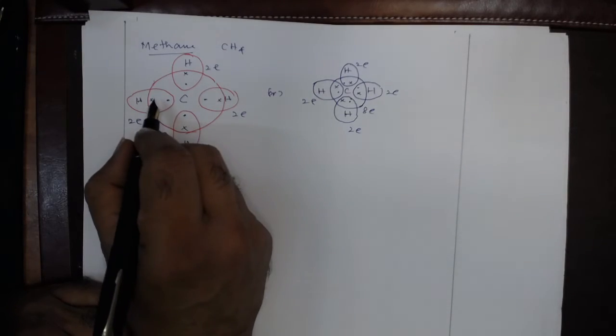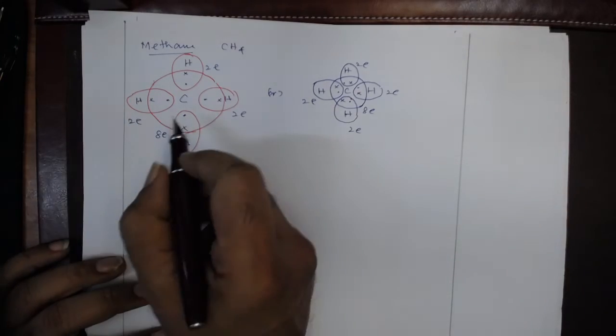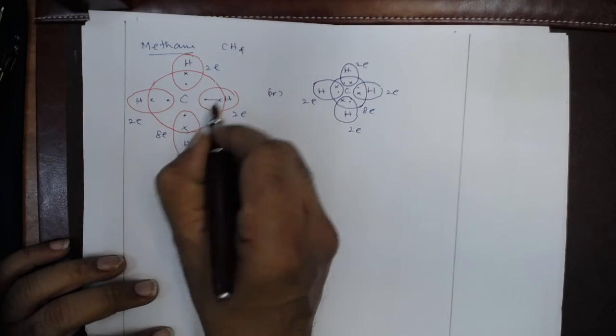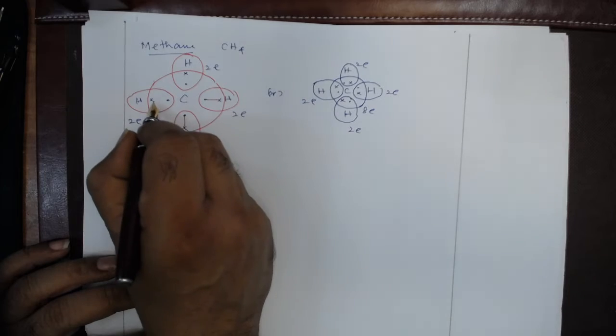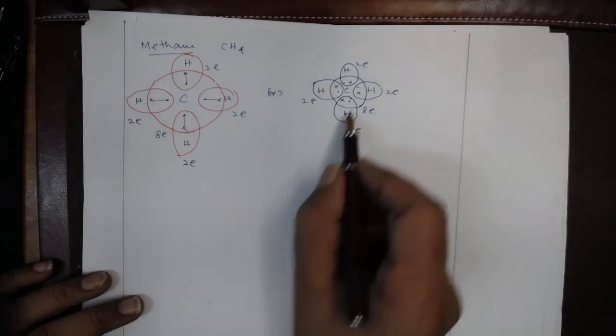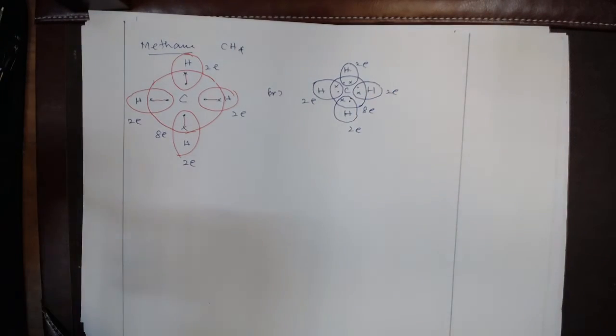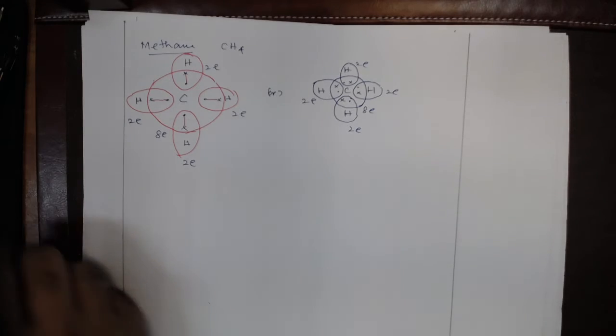So here you can show the bond also clearly. For example, CH bond, CH bond, CH bond, CH bond. Here you have to consider this as a bond, because for a bond 2 electrons are required.